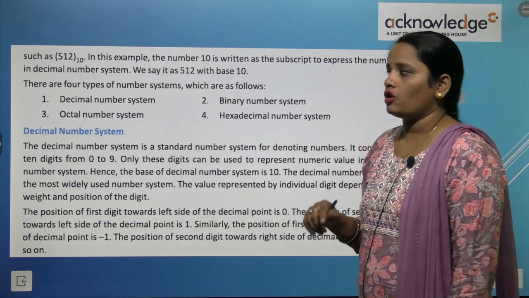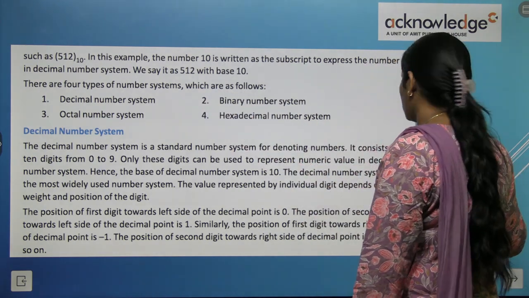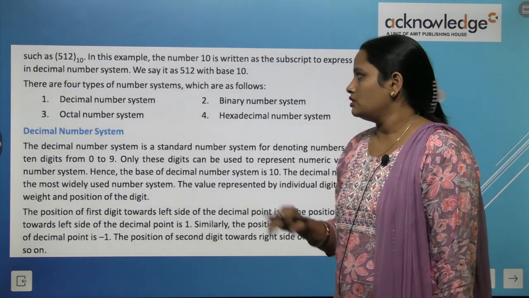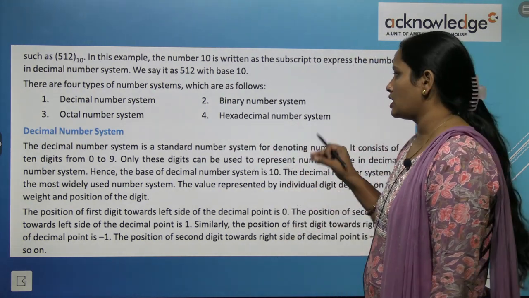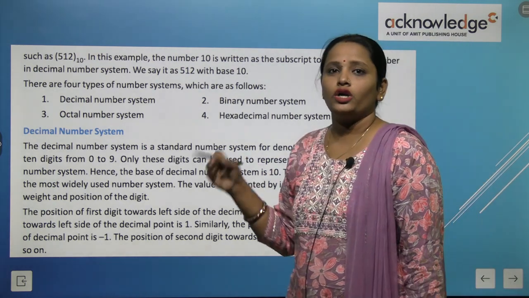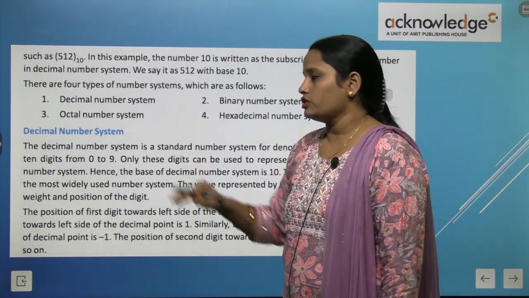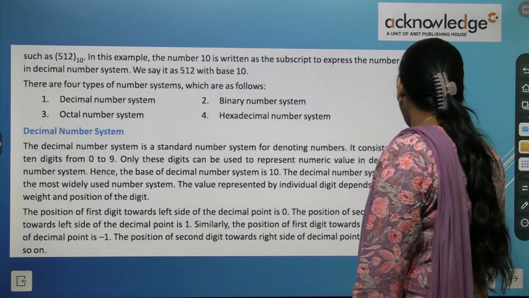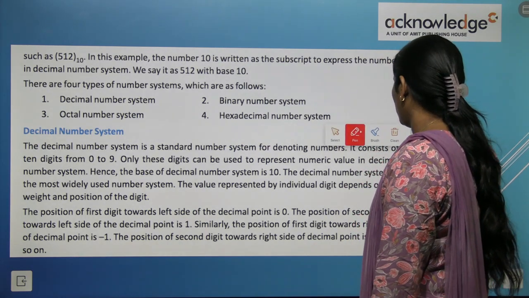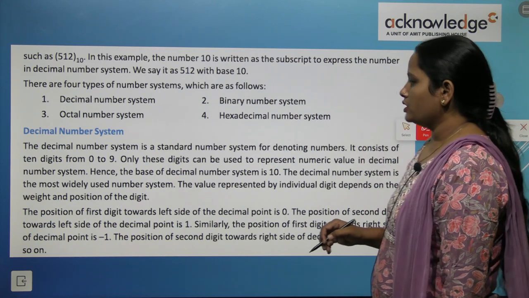There are four types of number systems, which are as follows: decimal, binary, octal and hexadecimal. These are the four number systems. We are going to read about them. First comes the decimal number system. We all have used decimal numbers. We all know what decimal numbers are.